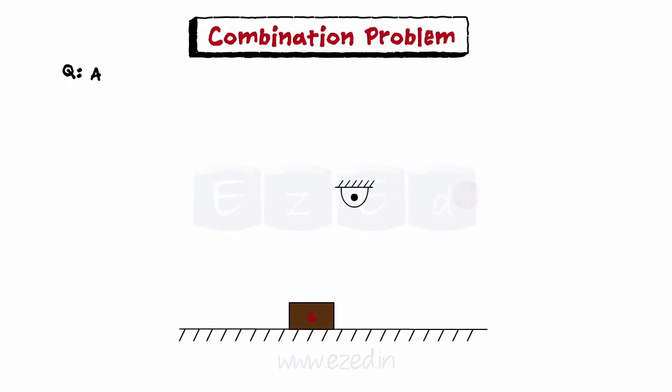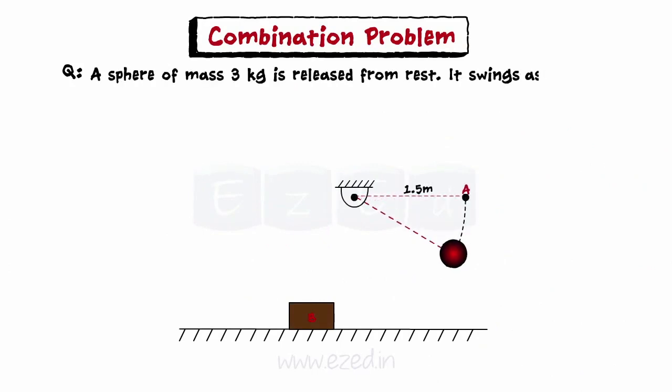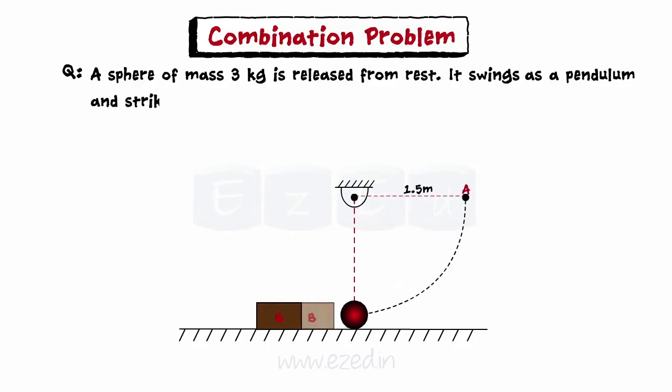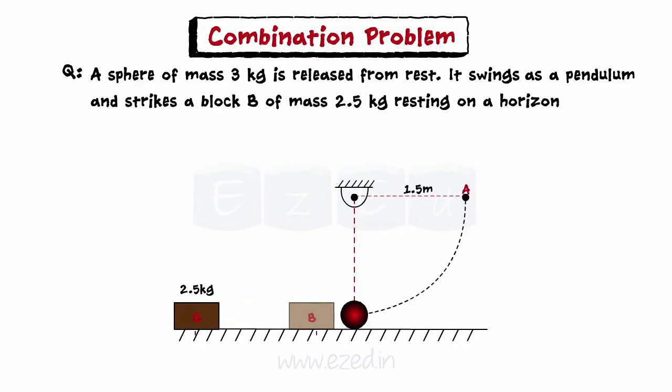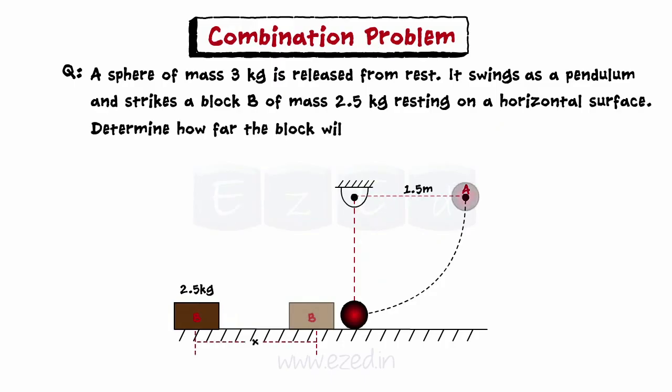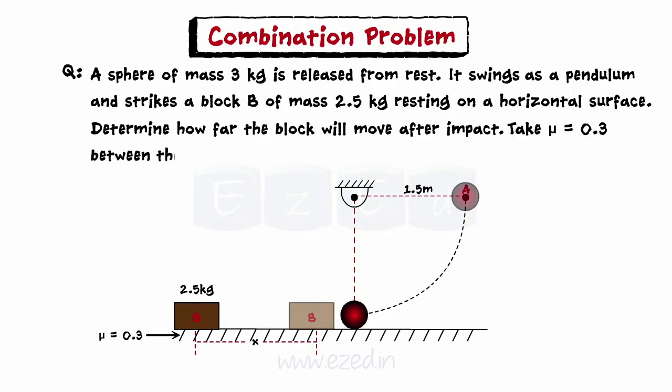Consider a problem where a sphere of mass 3 kg is released from rest. It swings as a pendulum and strikes a block B of mass 2.5 kg resting on a horizontal surface. Determine how far the block will move after impact. Take mu equals 0.3 between the block B and the horizontal surface and e equals 0.75.